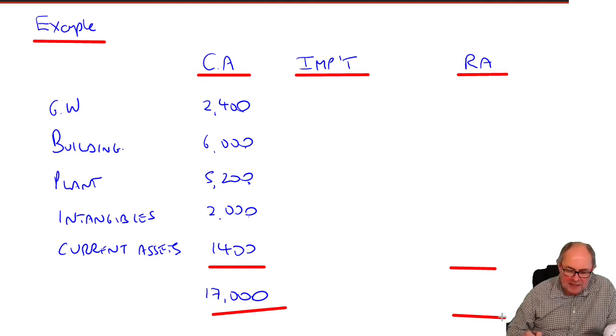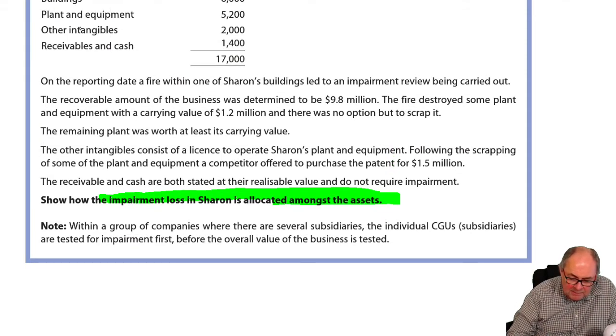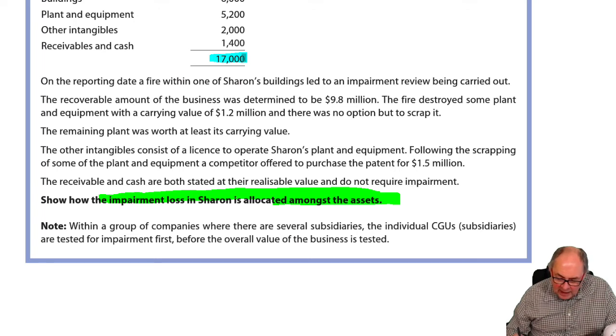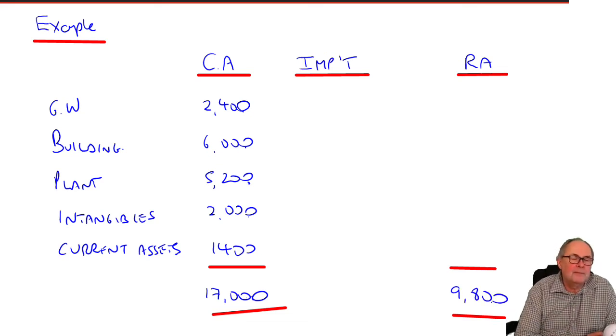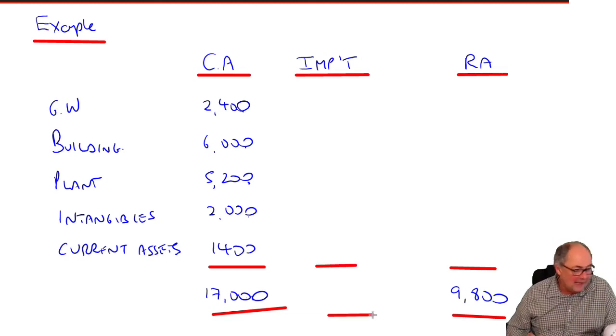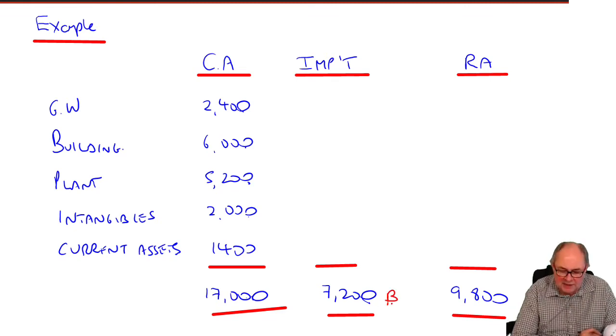Unfortunately, there's been a bit of a disaster. So the first thing I'm filling in is, let me highlight the numbers in blue as we find them. We've got the 17 already. The recoverable amount. There's been a fire. There it is. The recoverable amount of the whole business is now 9.8 million. So the figure over here on the right is 9,800. I filled that in first. Now I know the total impairment, which will be the balancing figure. So 17,000 minus 9,800 would be 7,200. That's my balancing figure.